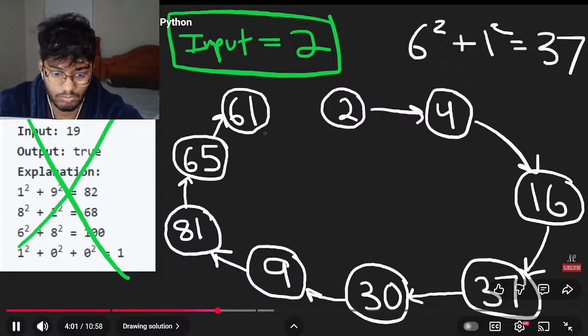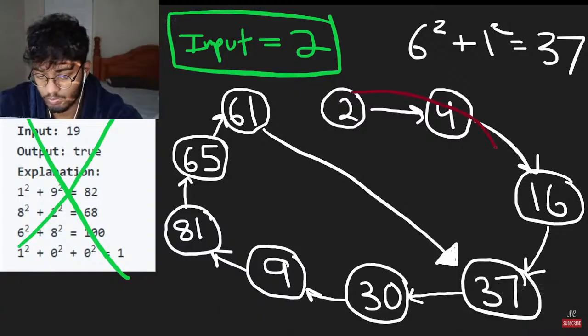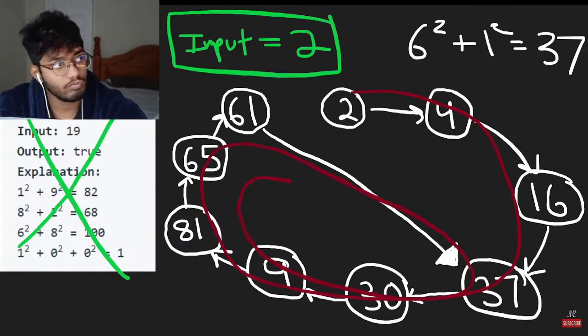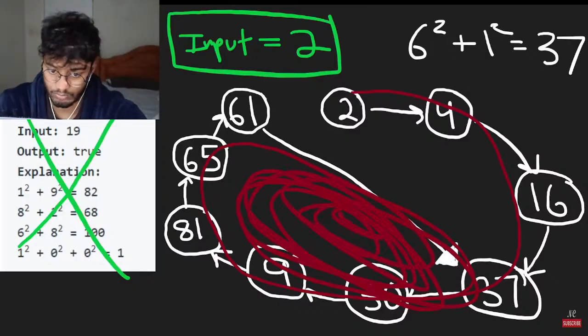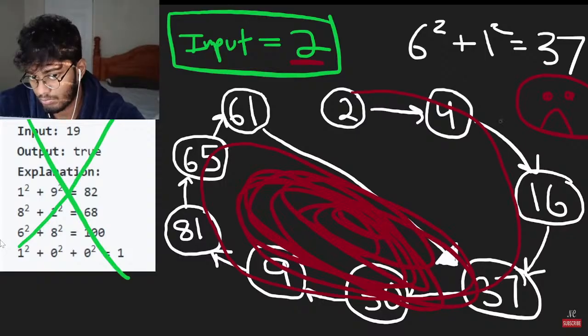And you notice anything about this? There's a 37 right over here. So basically the exact same thing happened, right? We started at 2, we did some stuff, and then we got stuck in an infinite loop, right? It's just going to keep going around and around and around infinitely, right? So what does this tell us? Well, in this case, the input number 2 is not happy. So instead of returning true, we're going to return false.